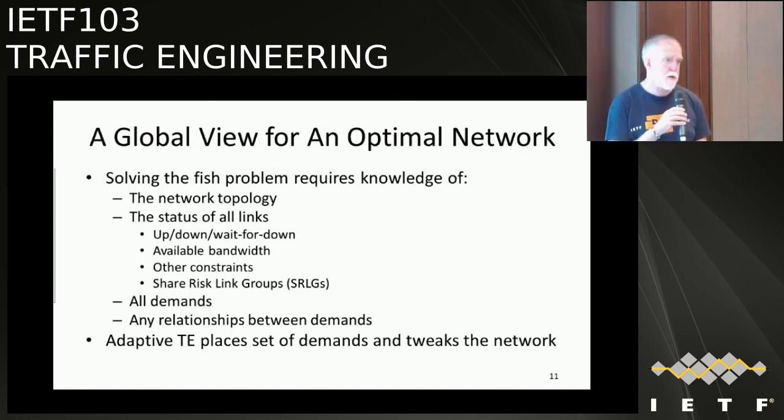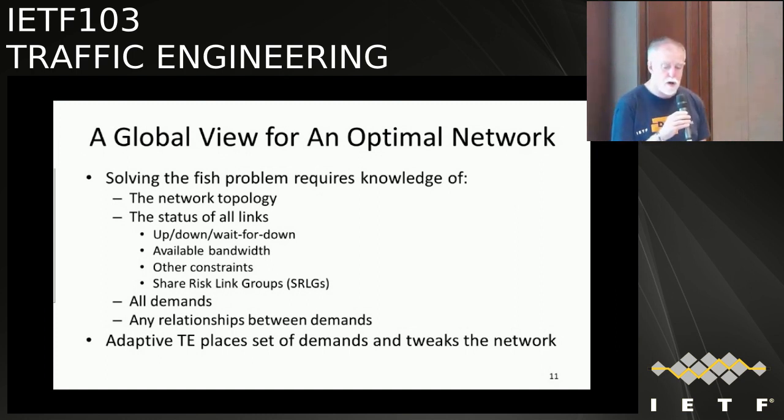Other constraints that you might be interested in, and those are increasingly delay type constraints as we start to deliver 5G services, but for optical networks, they may be the ability to convert or not convert wavelengths, and things like shared risk link groups, which are the likelihood of one link failing at the same time as another link fails.